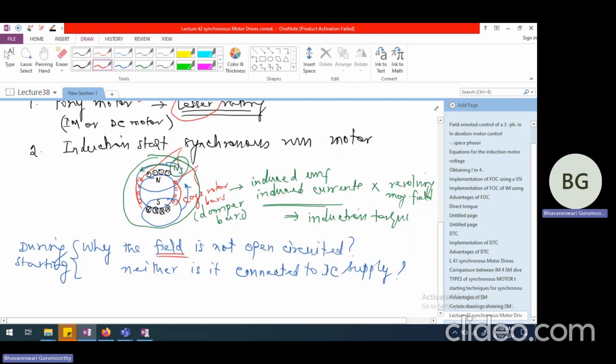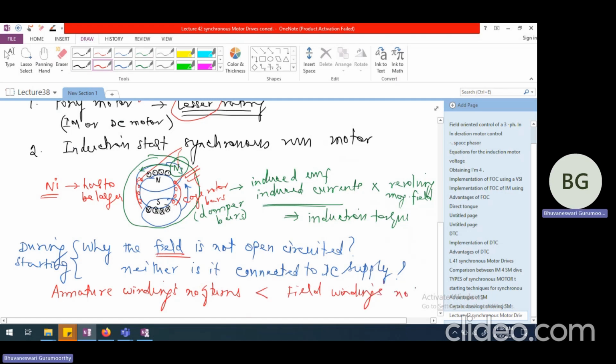Because the field winding is supposed to be meant for creating a good amount of MMF, the ampere turns, NI, has to be larger. Which means we have to have the number of turns to be very large compared to the number of turns we see for our armature winding. So the armature winding number of turns is in all probability going to be smaller than the field winding number of turns. So if we have the field winding open circuited, whereas the armature is supplied with three-phase supply, then this is going to work like a transformer.